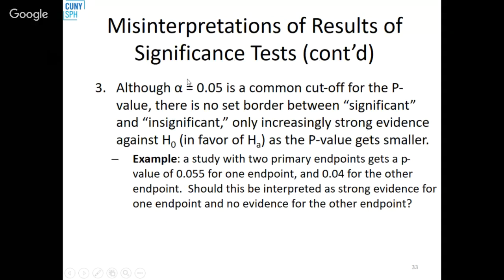So alpha equals 0.05 is super common. It's the most common threshold, but it is important to remember that it is an arbitrary cutoff, and there's no real border between significant and not significant. One case you can see this come up is studies that have multiple endpoints. Where those endpoints are fairly correlated to each other, you can see one where one has a p-value of 0.055 and the other one is 0.04. So should this be interpreted as strong evidence for one endpoint and no evidence for the other endpoint?